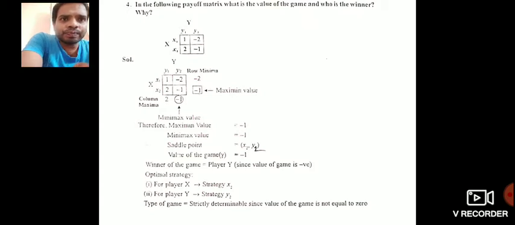Now tell me, for player x, which strategy is used? That is x2, because the value of the game occurs in the x2 row. For player y, the optimal strategy: the value of the game occurs at the y2 column, so the strategy is y2. Now the value of the game is -1, it is not equal to 0, so the game is strictly determinable.